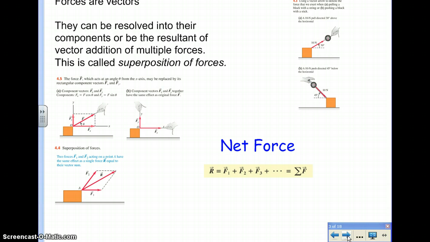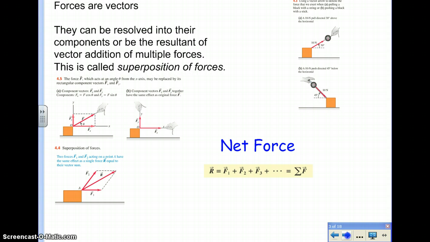Okay. So keep in mind that forces are vectors. They can be resolved into their vector components or be the result of a vector addition of multiple forces. There's a special name for this.